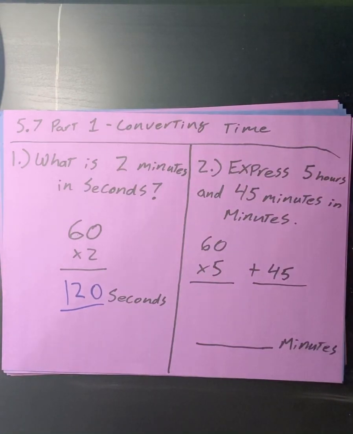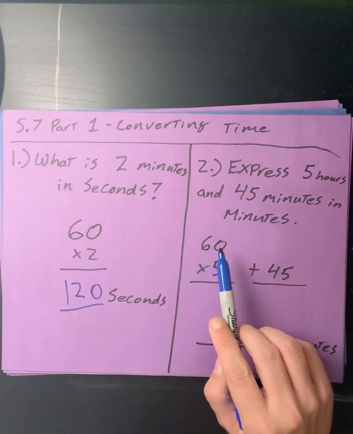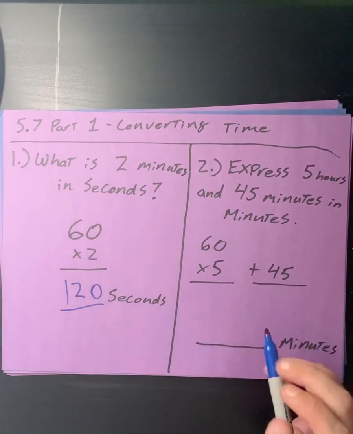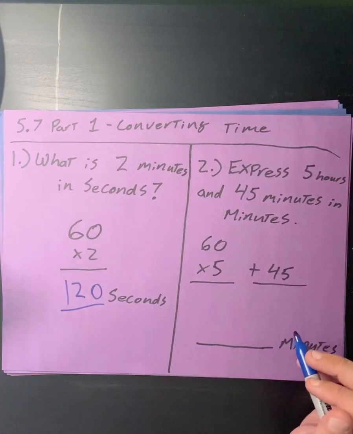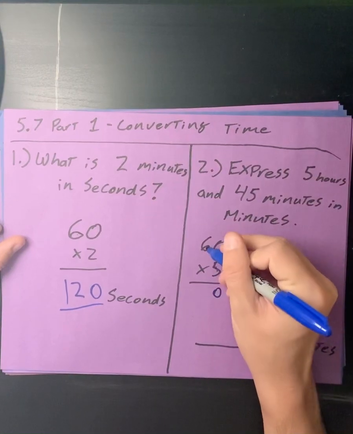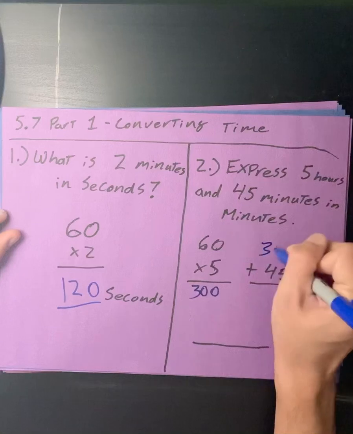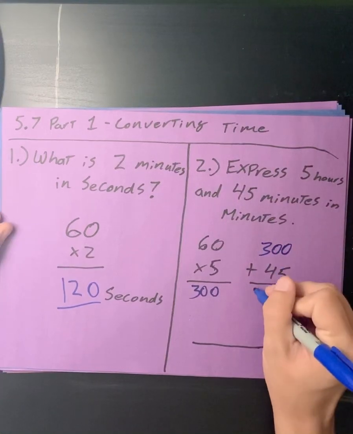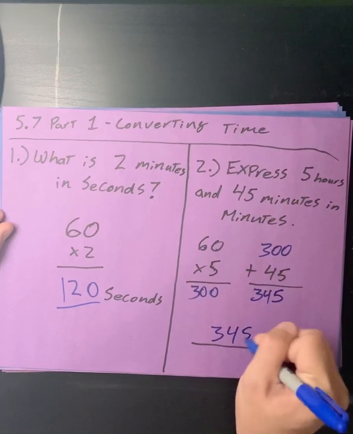Next, if I wanted to express 5 hours and 45 minutes in minutes, I'd want to multiply my 5 hours times 60, because there's 60 minutes in each hour, and I'd add my 45 later to figure out what that is in minutes. So 5 times 0, 0. 5 times 6, 30, which makes it 300. If I add 300 plus 45, I have 345 minutes. Okay?